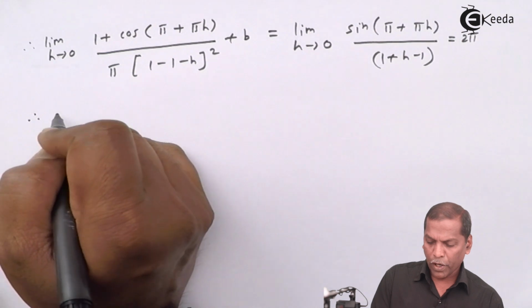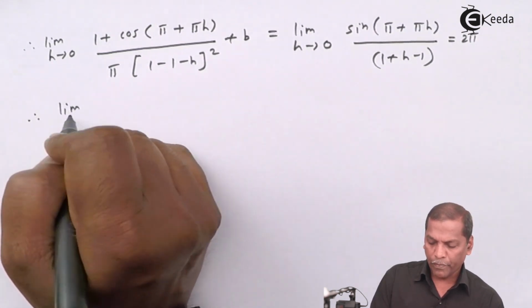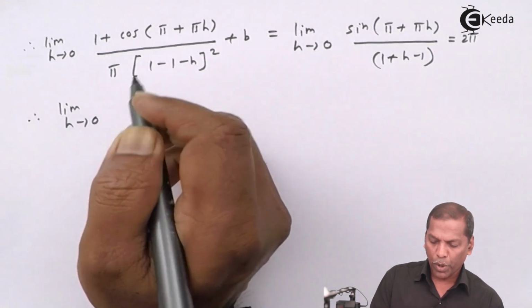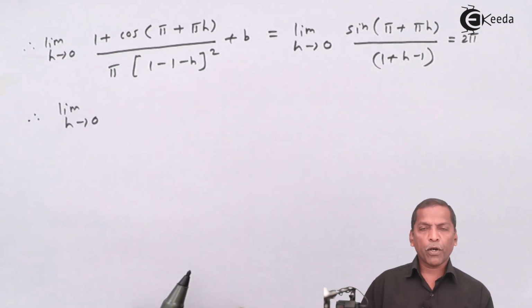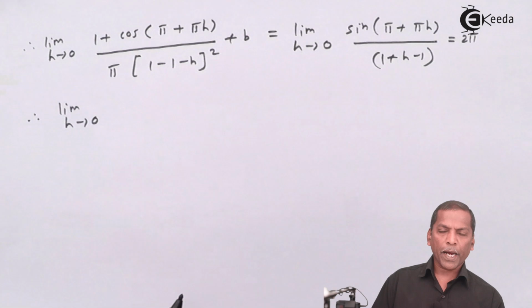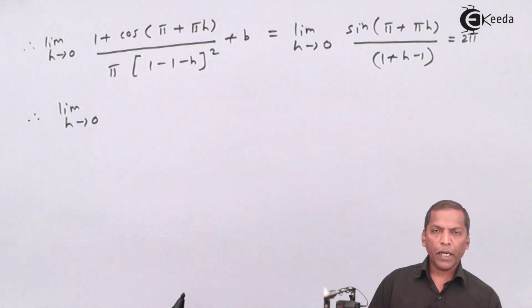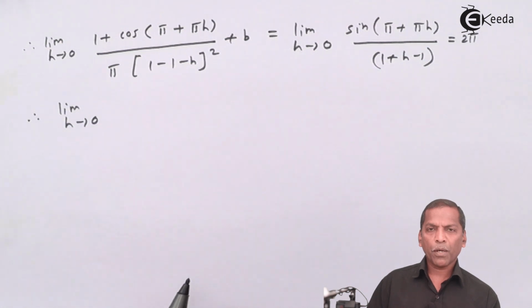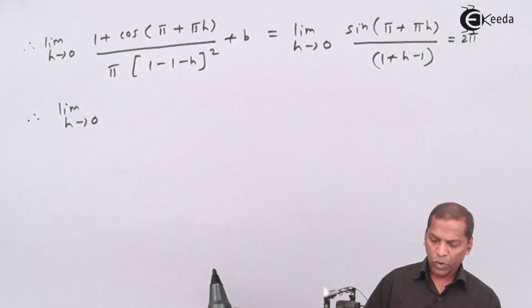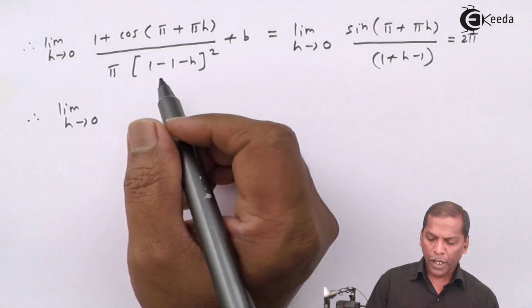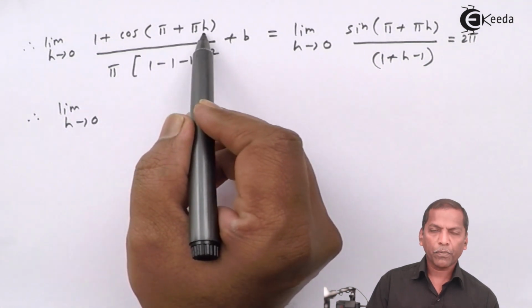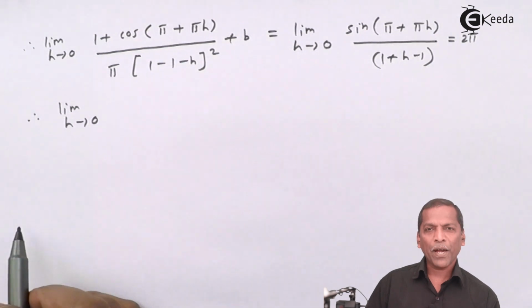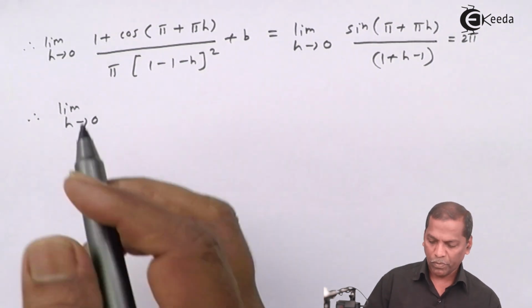On simplifying further, we have limit h tends to 0. Now here we use the trigonometric formula that cos of (180, that is pi, plus theta) gives minus cos theta. Therefore, in the present case, cos of (pi plus pi h) gives minus cos pi h.